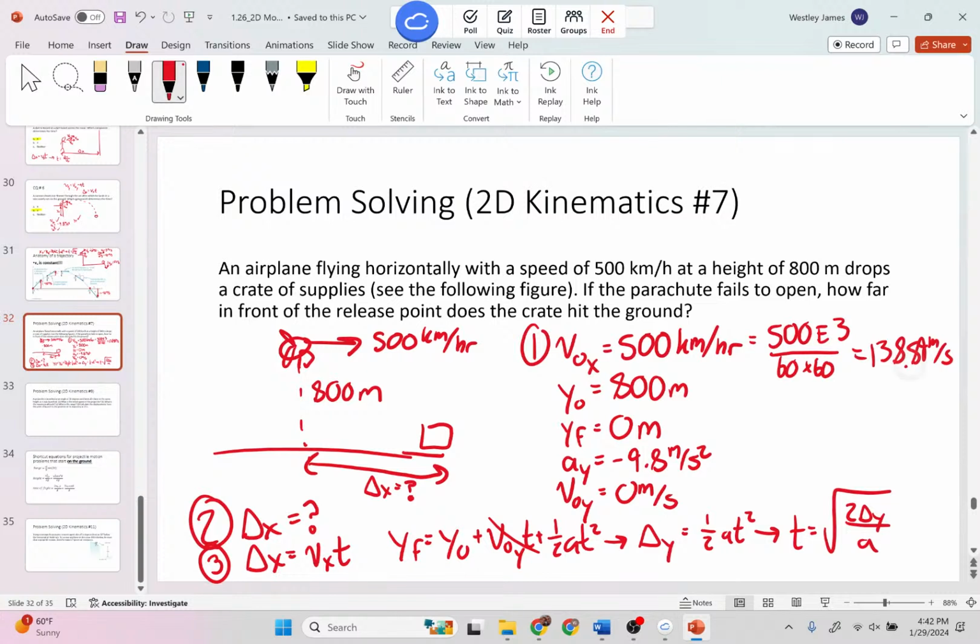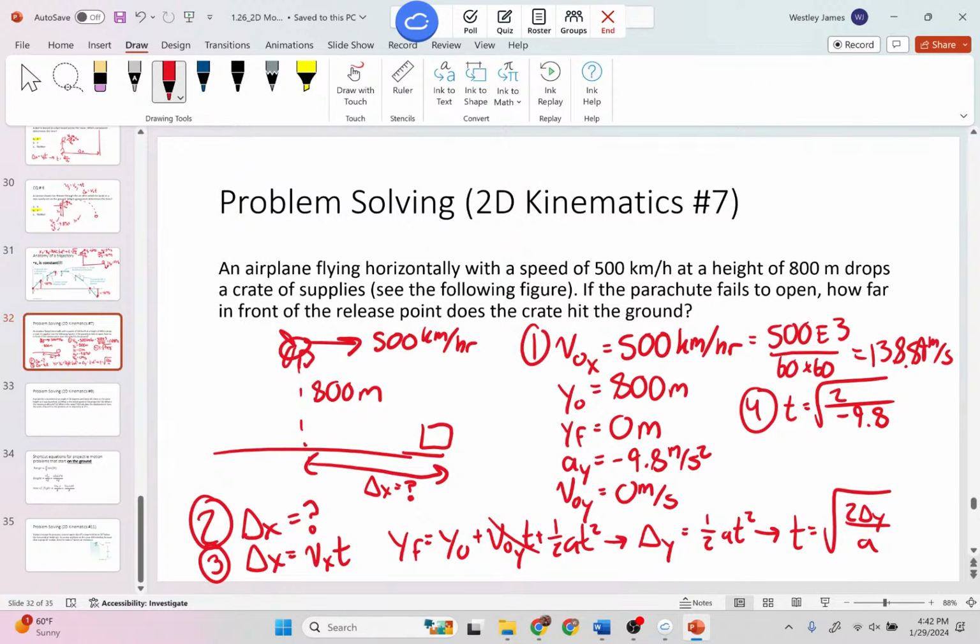Okay, so step 4, we'll chuck this in here. So t equals the square root of 2 times, and I'm actually going to point out something here. a is negative 9.8. We cannot take the square root of a negative number. I mean, technically you can, you get imaginary. At this stage of your math and physics, imaginary numbers should not happen. At some point they may. Now, how do we get rid of that negative?